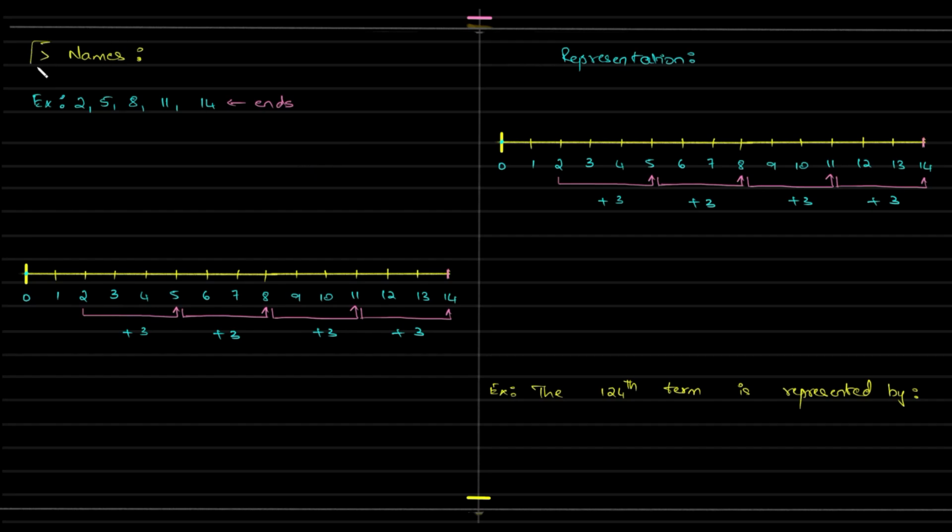Now we're looking at the names associated with any sequence. So the first thing we're looking at here is a sequence which has a start and an end. This is known as a finite sequence.